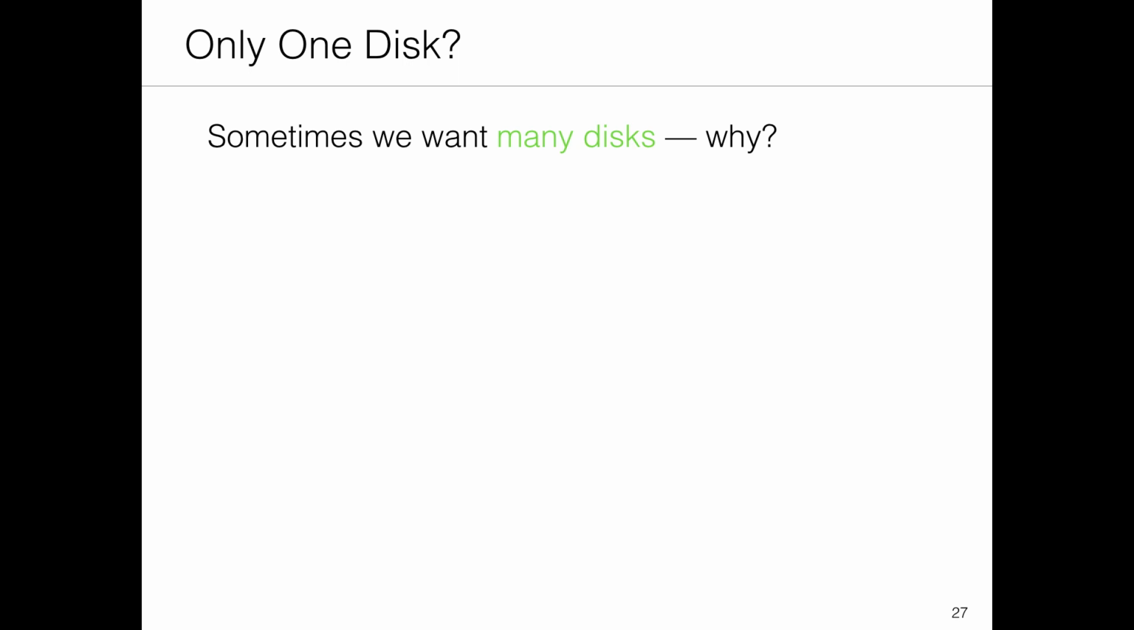Okay, why do we want many disks instead of one? Sorry? Backup or capacity? Backup means redundancy. Okay, what are the other things we require multiple disks for?